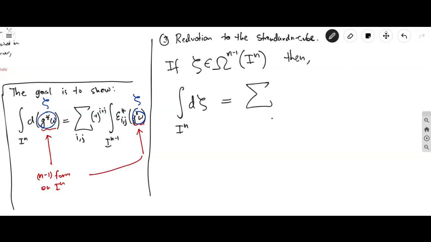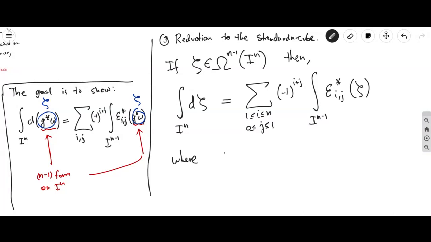If you were to integrate that, that will give you the same thing as the sum where i goes from 1 to n, j goes from 0 to 1, of minus 1 to the i plus j, and then the integral over the n minus 1 cube, and here we do the pullback, we do epsilon ij applied to zeta, where epsilon ij is the mapping from the n minus 1 cube to the n cube.